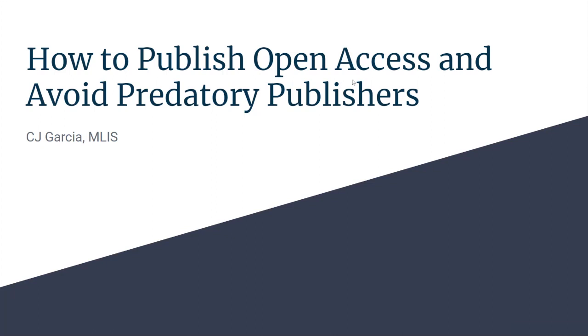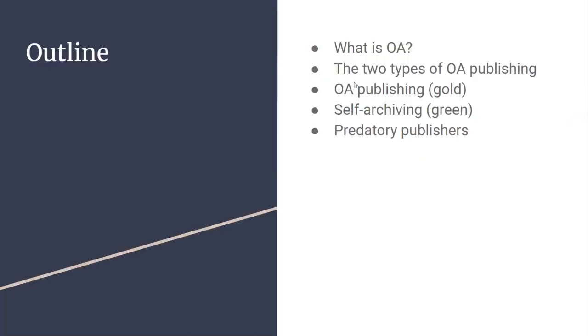In celebration of Open Access Week 2022, I'll be talking to you today about how to publish your work open access, get involved with open access publishing, and avoid predatory publishers along the way. So today we'll be talking about what is open access and why do we care about it? We'll talk about the two types of open access publishing, and then we'll take a deeper dive into how to publish your work via both of these routes, including gold open access, where you publish your work in a traditional manner, as well as green open access, where you self-archive your work in a repository. Then we'll talk a bit about predatory publishers and red flags to look out for when selecting a journal for your work.